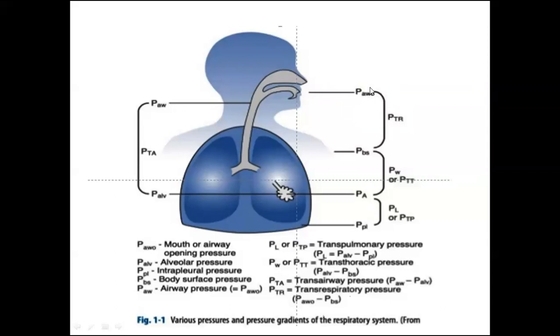That's the pressure you are going to apply to the mouth, right? And this is the one which is going to overcome the resistance, which is going to overcome the elastance. So it is the PAWO, airway opening pressure. It's almost equivalent to your PIP.